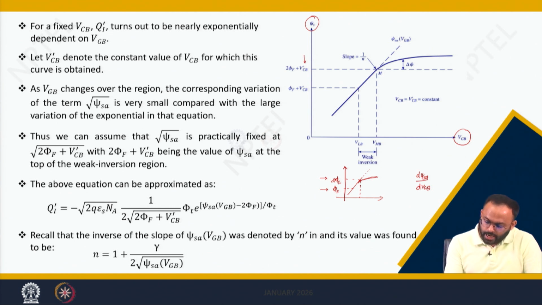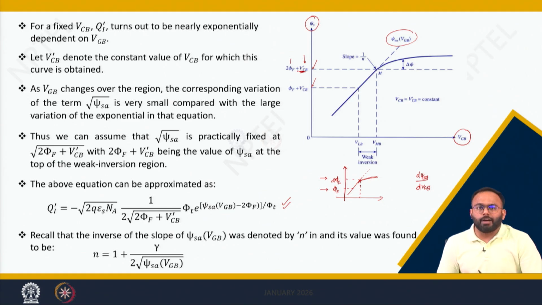We are using the same approach, but make sure here the scale will get changed, because you have included Vcb, and hence these new onset values will be changed to 2 phi f plus Vcb and phi f plus Vcb, correct? So when you do that, you will need to simplify this equation by considering the psi sa value. We have already discussed that factor, where I should replace the psi sa by this value, considering exactly at this point, exactly at the onset point.